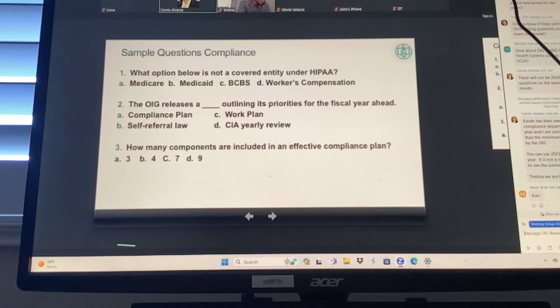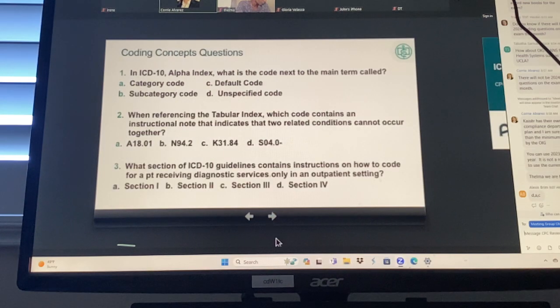And number 2 is C. They publish a work plan every year and what they're going to be auditing for the following year so that we can get prepared. And number 3, there are 7 components included in the effective compliance plan. All right, so here's a sample of some coding concept questions. Okay, so let's have you answer those.